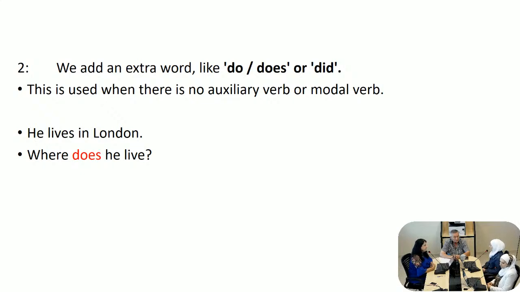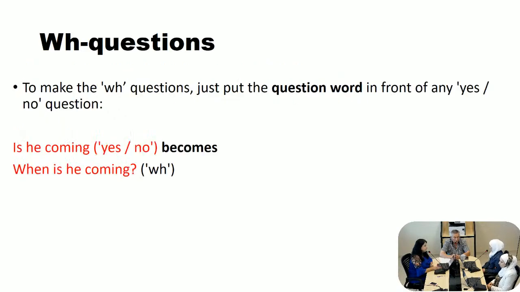So when we want to make a WH question, we use the WH word first. Where does he live? Because the verb in the main sentence has an S, so here we use does with he. But if the question is a yes-no question, we don't use the WH word. We say, does he live in London?